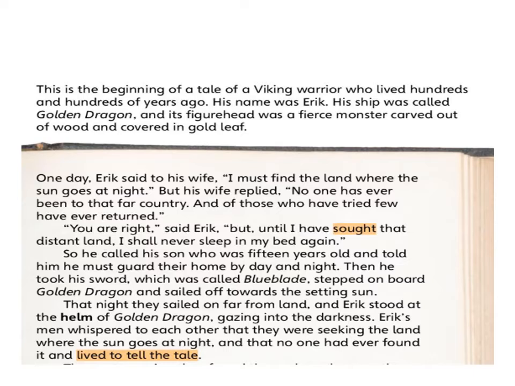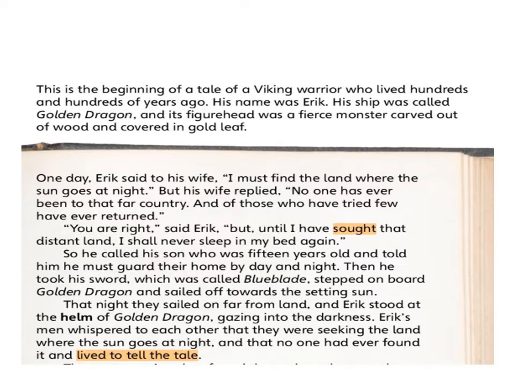Where did we hear this word before? Who remembers our previous comprehension about the Vikings? Yes, those people who lived in the north. So Erik is one of the Vikings. He was a very famous Viking warrior, right? He lived hundreds and hundreds of years ago, so it happens in the past, right?